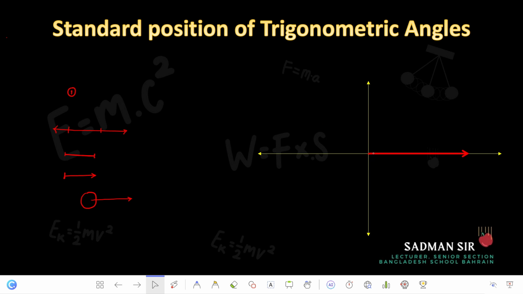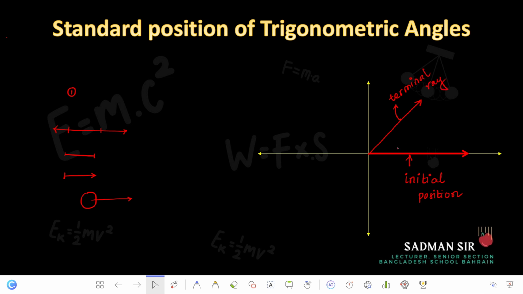Now that it has been placed, we will consider this one to be the initial position of the ray, and then we will allow it to rotate. Let us say it rotated by an angle of 60 degrees and it came to this position. So this position is known as the initial position of the ray, or we can say initial ray. And this one where it stopped is called the terminal ray or terminal position of the ray.